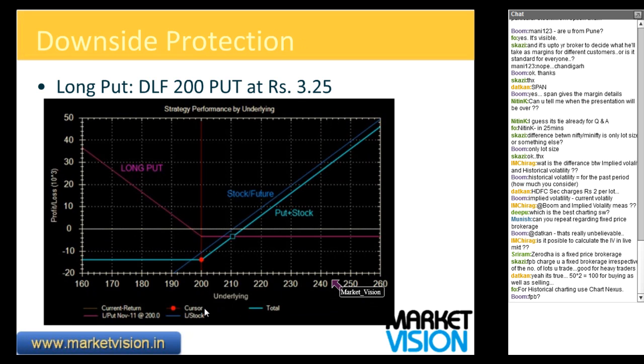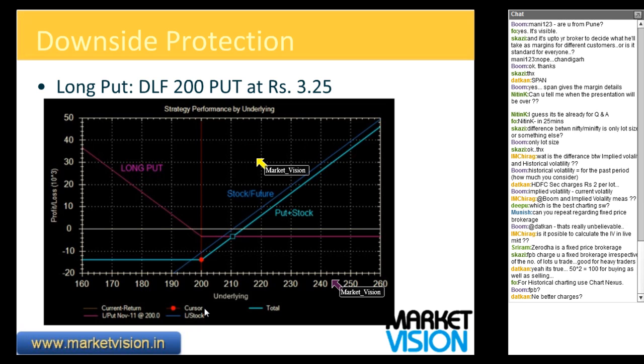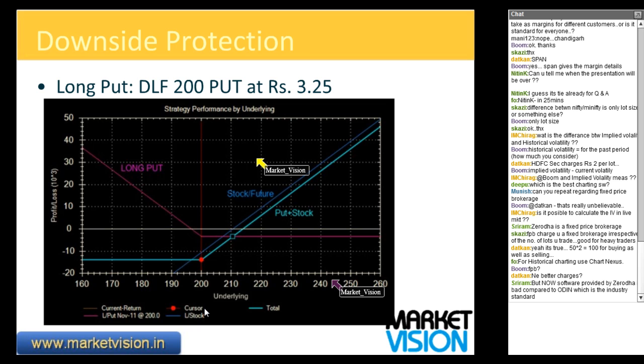Now the next thing that you can do is buy a put. Now let's say you wanted to do a downside protection. You own the stock, but you said, I don't want to lose money on the downside. I want to make money, but I want to make money on the upside. Let's say you own the stock. You see this dark blue line, it's the stock. The stock's graph is 45 degrees, because if it goes down you lose money, if it goes up you make money. You buy a put, which is the pink line.